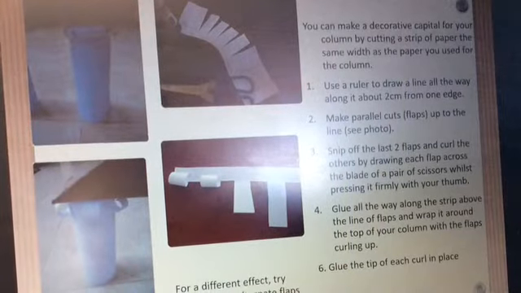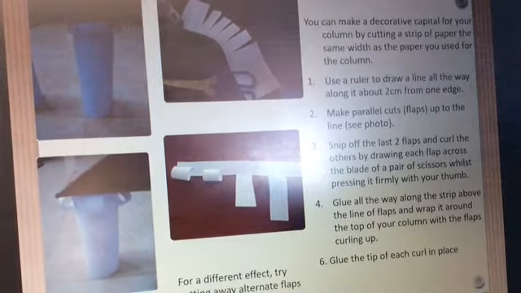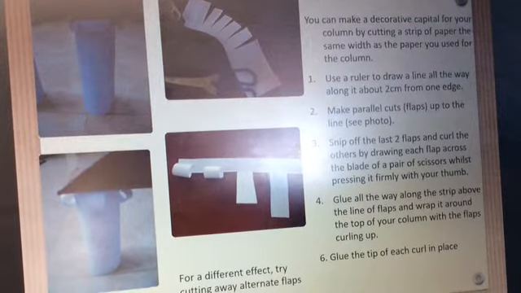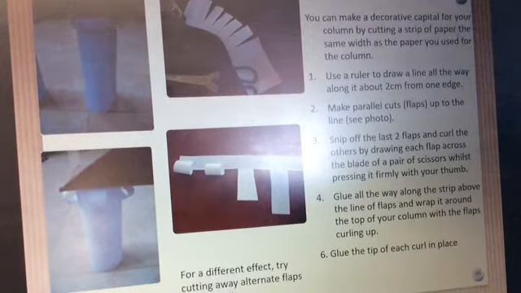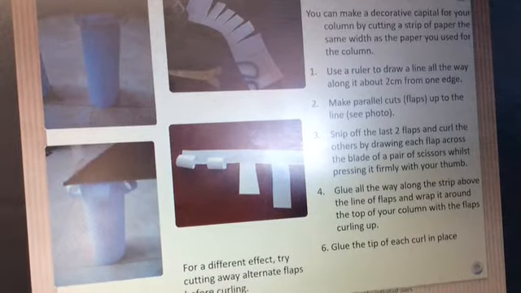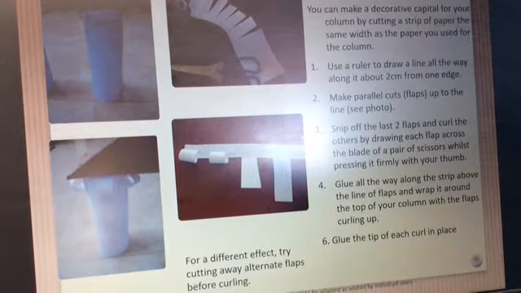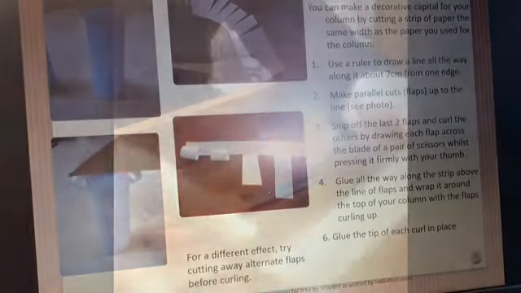So you might want to make a decorative capital for the top of your column, and we can do that by cutting a strip of paper the same width as the paper you've used for each of your columns. You need to use a ruler to draw a line all the way down it, about 2 centimetres from one edge, and then you can make parallel cuts and flaps just like the photo above. I'm going to show you how I'm going to do this now myself.